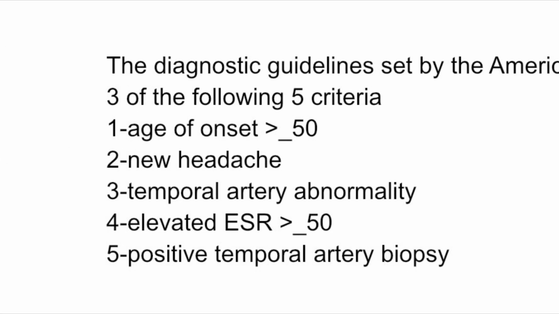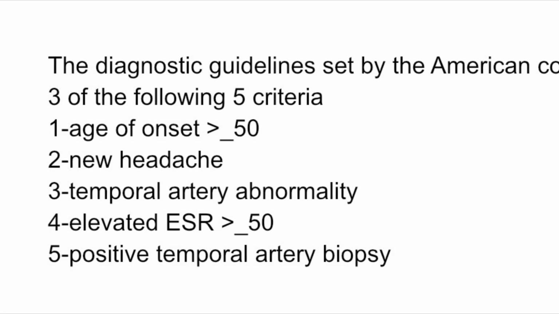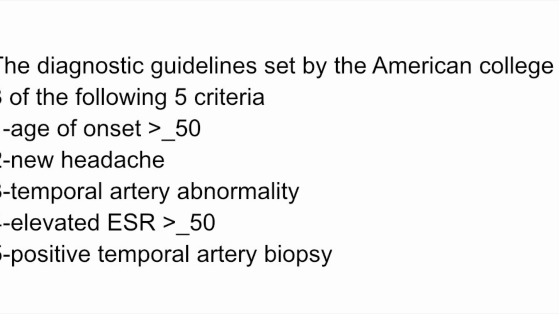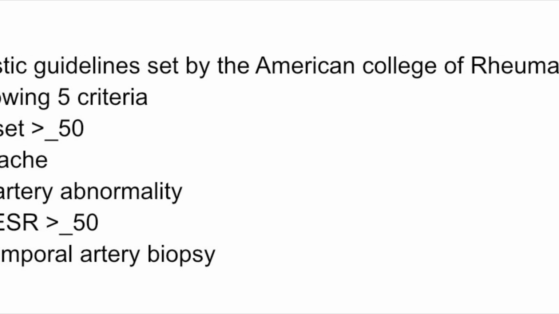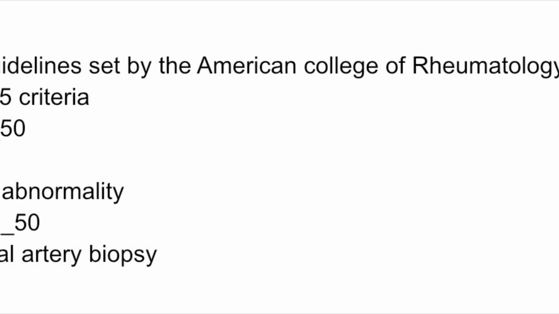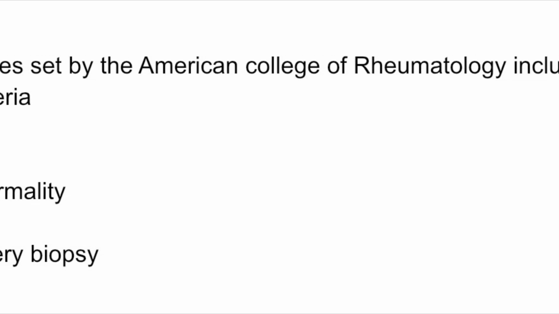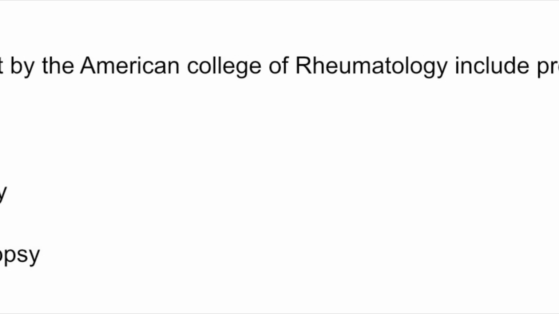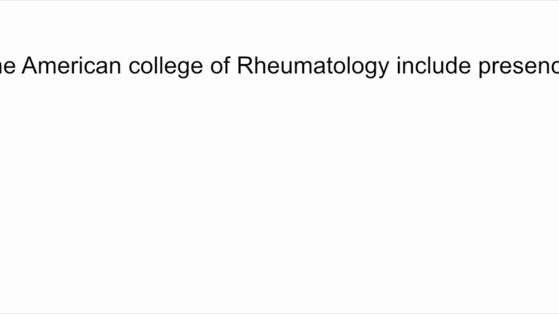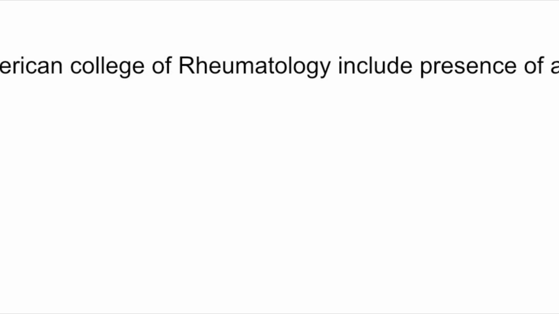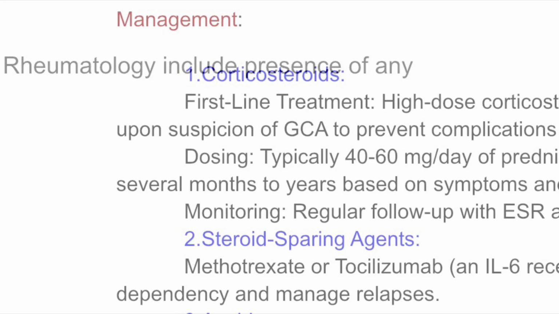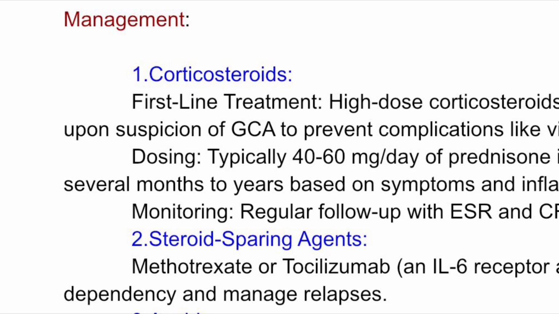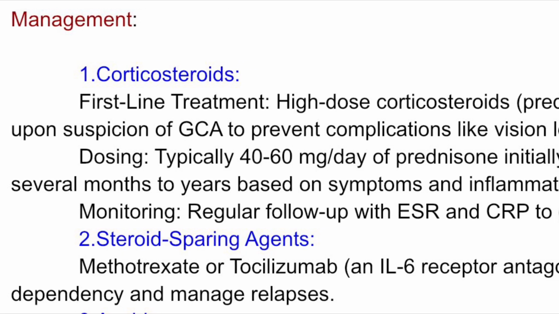The diagnostic guidelines set by the American College of Rheumatology include the presence of any three of the following five criteria: age of onset 50 or more, new headache, temporal artery abnormality like tenderness or nodularity, elevated ESR of 50 or more, and a positive temporal artery biopsy, suggestive of giant cell arteritis. Treatment includes corticosteroid, which should be given at 40 to 60 milligrams per day.